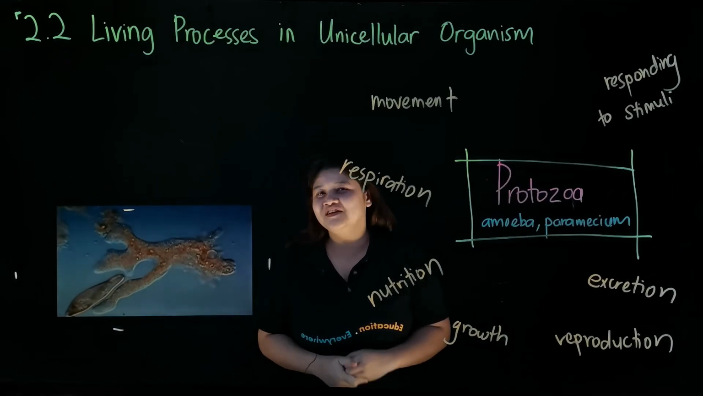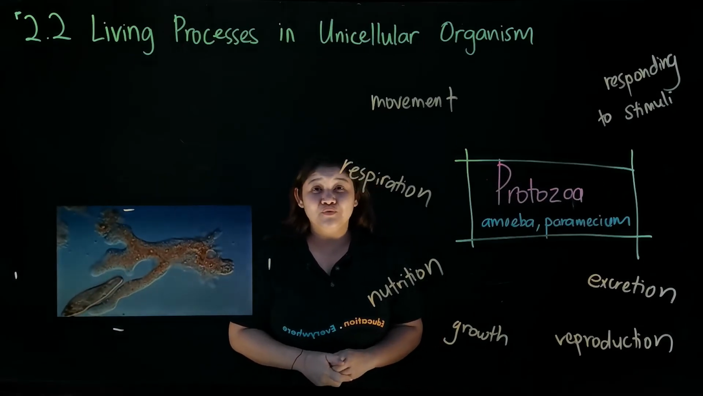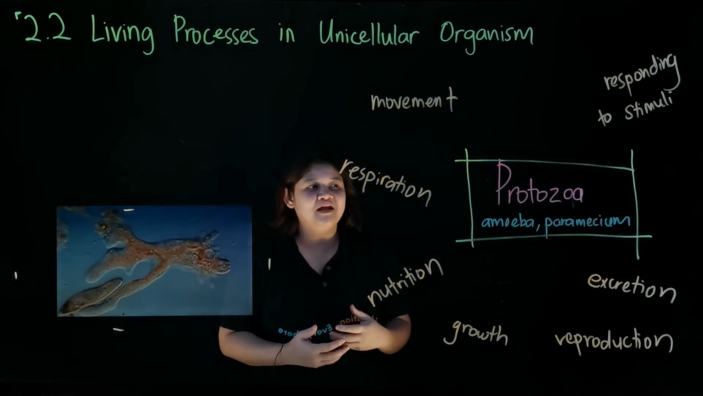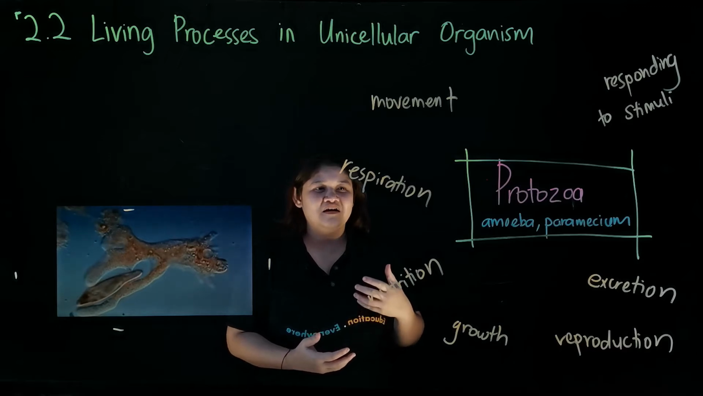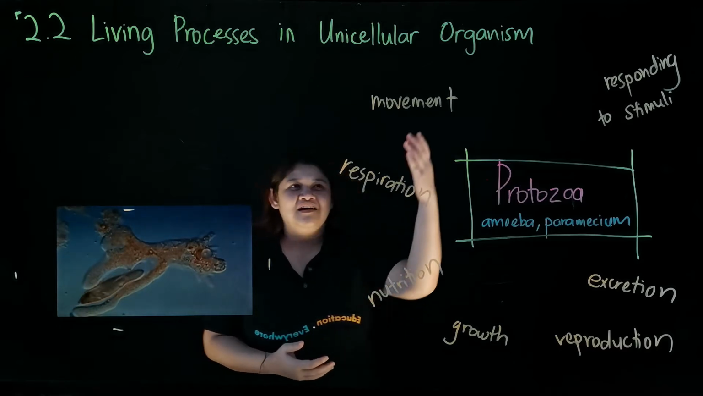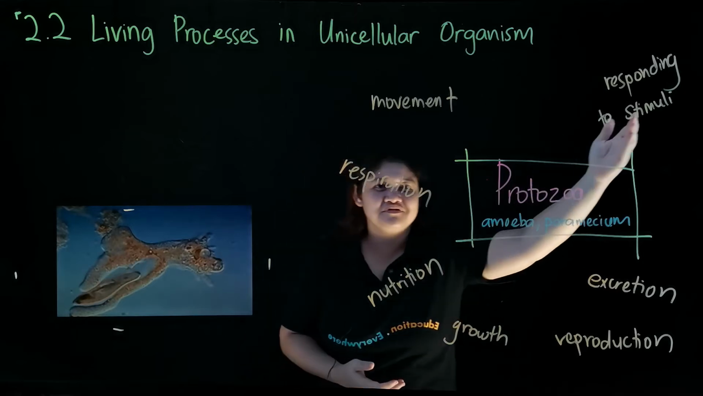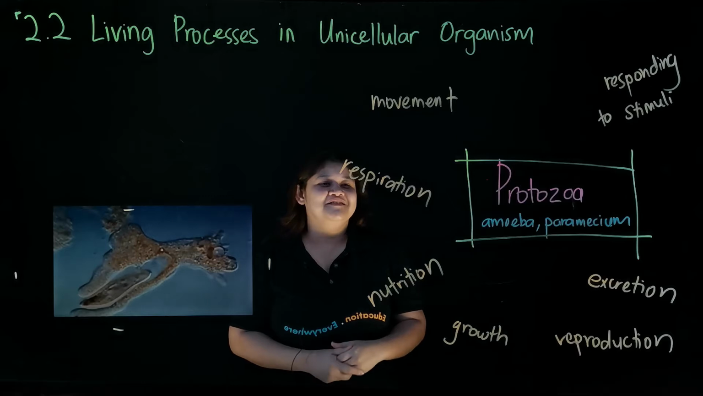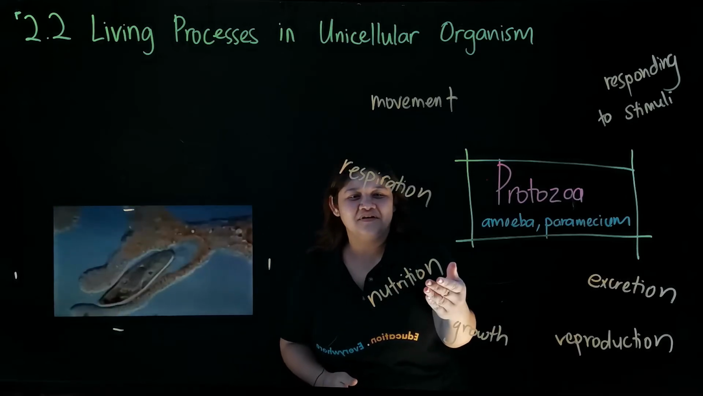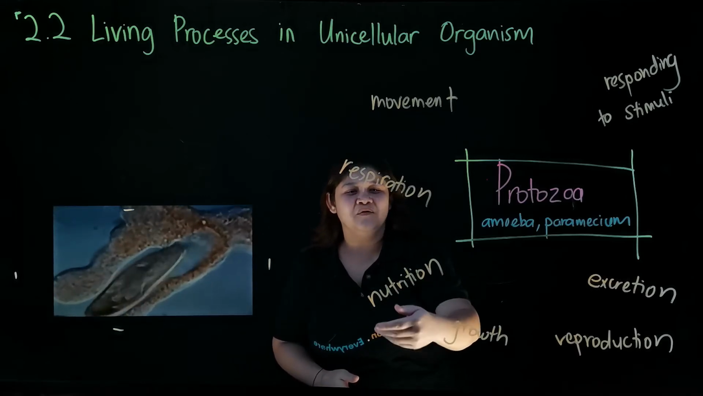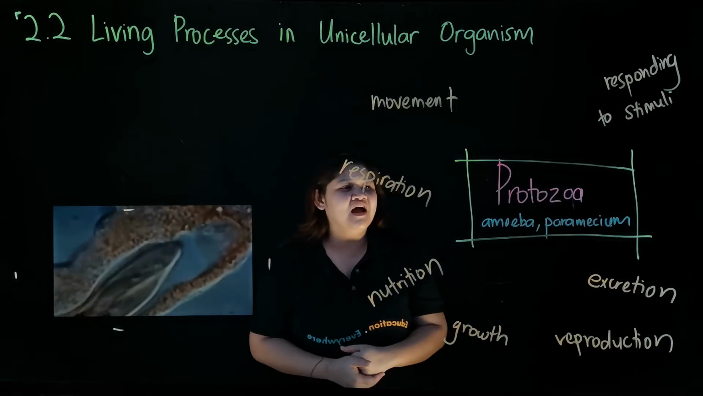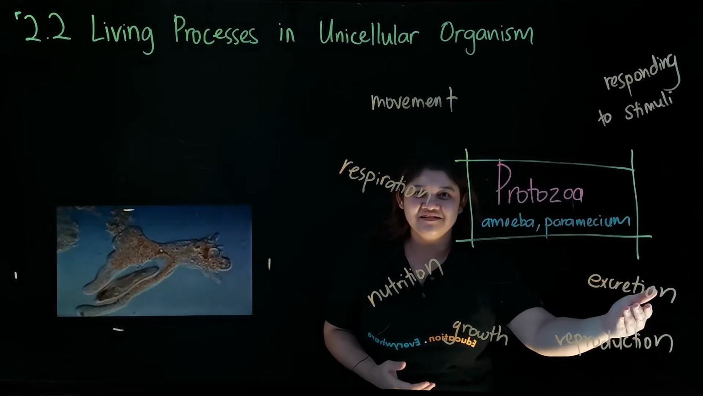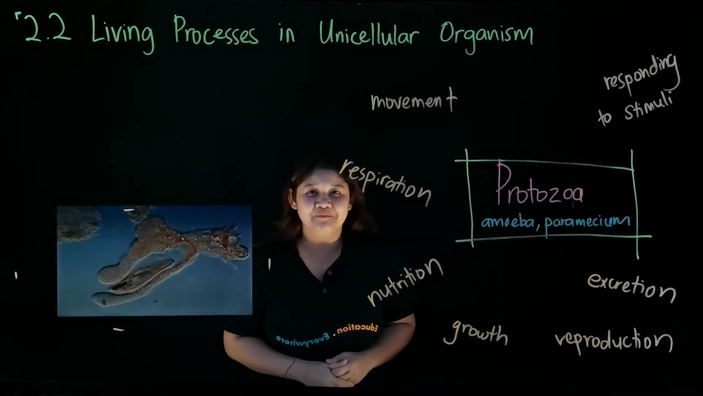So when we're talking about a unicellular microorganism, they only have one cell, but they complete day-to-day activities as a normal organism does, such as they move, they respond to stimulus, they do respiration as well. They also include nutrition in their diet. They grow, they do excretion, and they also reproduce.